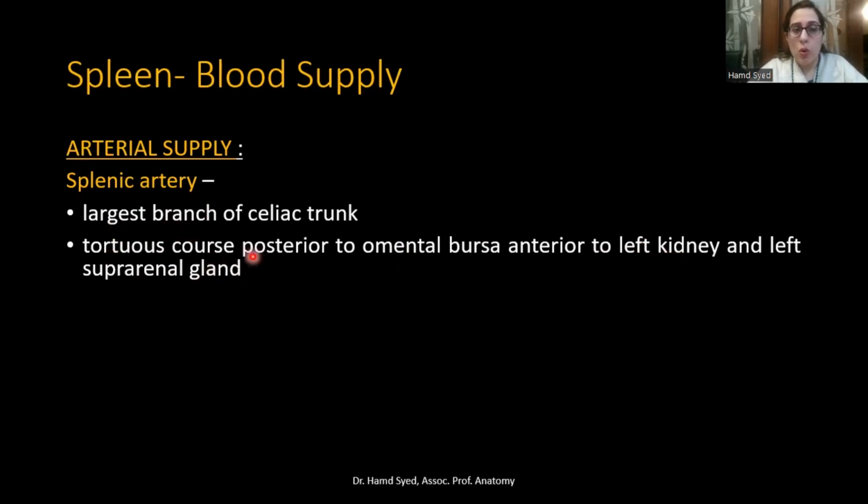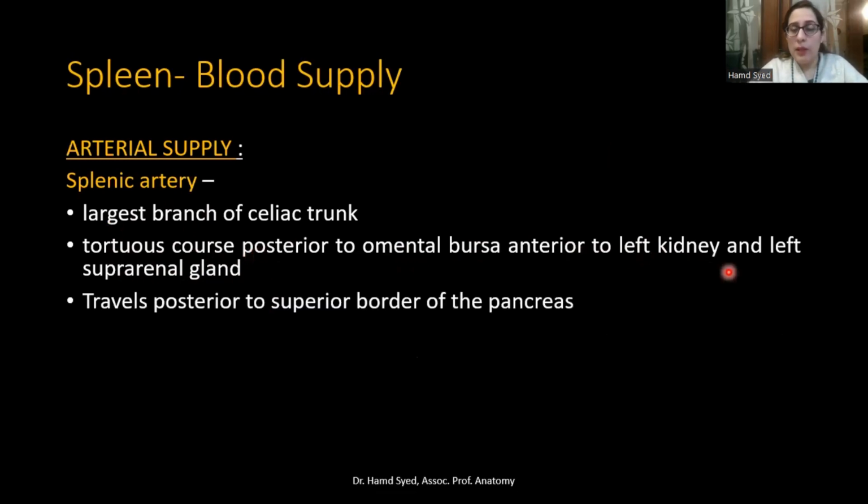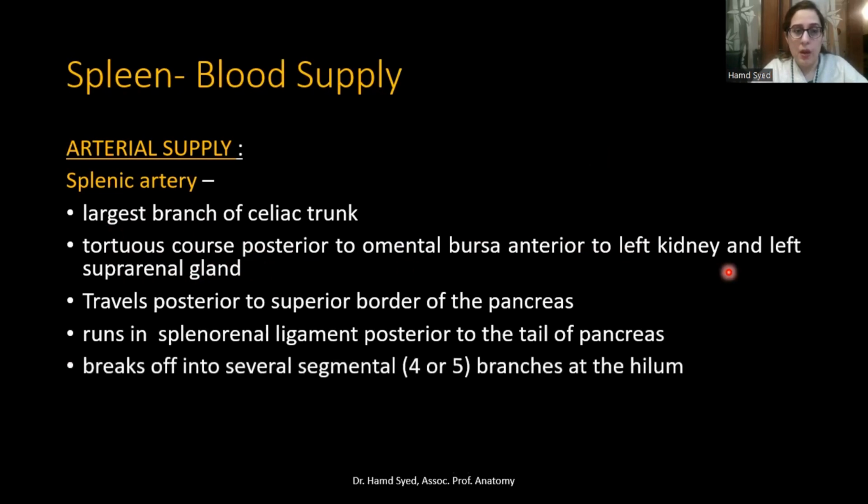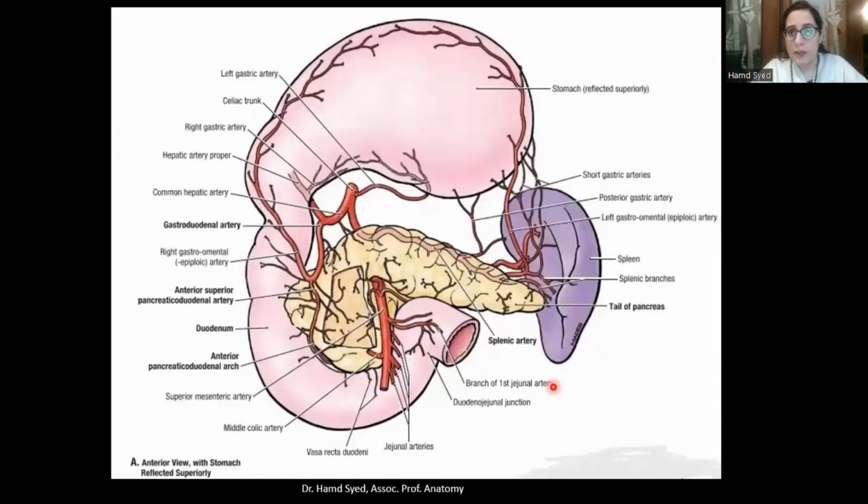So the tortuous course of the splenic artery allows for the distension of the stomach when it is filled with chyme. So remember, the splenic artery travels posterior to the upper border of the pancreas, and it runs in the splenorenal ligament posterior to the tail of the pancreas. And it breaks off into several segmental branches, which are about 4 or 5 in number at the hilum. And there are some other branches of the splenic artery as well, those branches which supply the pancreas, known as the pancreatic branches. And it also gives off the short gastric arteries as well as the left gastroepiploic artery.